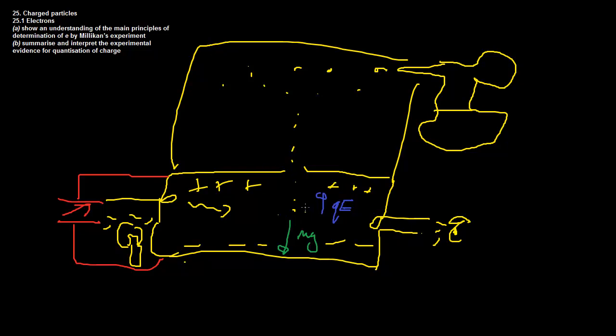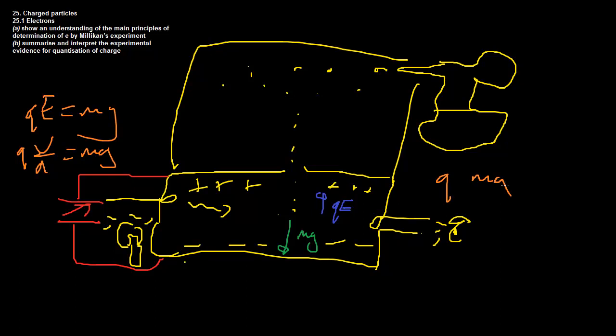So basically by doing that, you would get this formula here. If your QE would be equal to mg, and what is E? We know E is V over D, so QV over D is equal to mg, and moving the formula over here, it would be Q equals mgd over V.